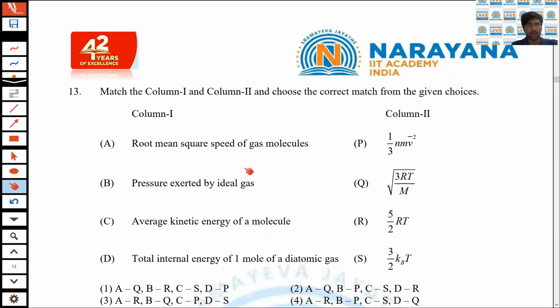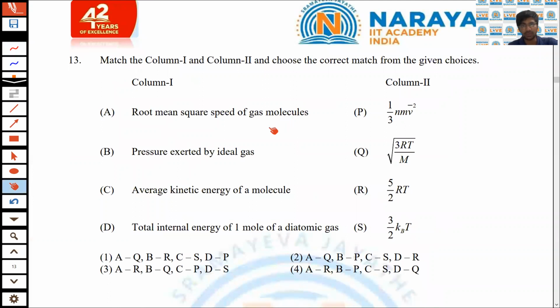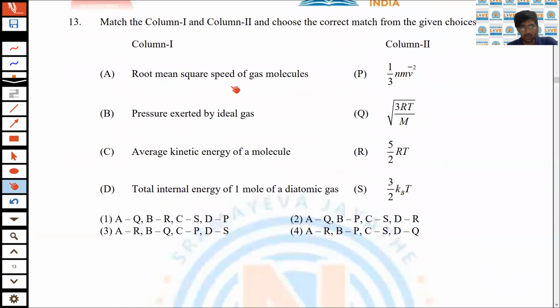Now match the column 1 and column 2 and choose the correct match for the given choices. Now the root mean square speed of the gas molecules, we know that this is root 3RT by M. The pressure exerted by ideal gas, we already know that the pressure exerted by the ideal gas is 1 by 3 times total number of molecules, that is N m times RMS velocity square, which is basically v mean square.